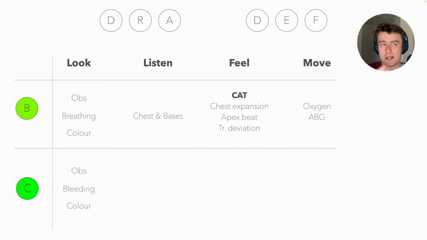Listen. What are you going to listen to in C? I wonder. That's right, the heart sounds. That's what you're going to listen to. Feel. Now, what are you going to feel?